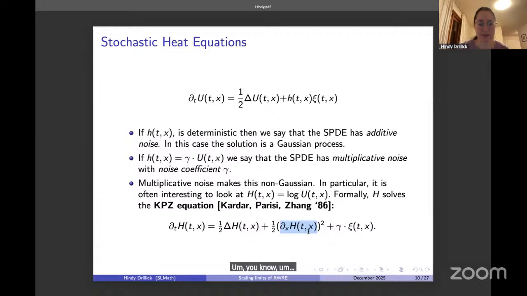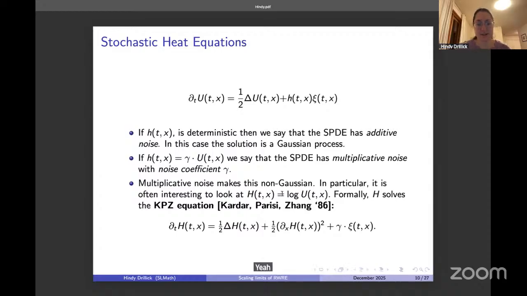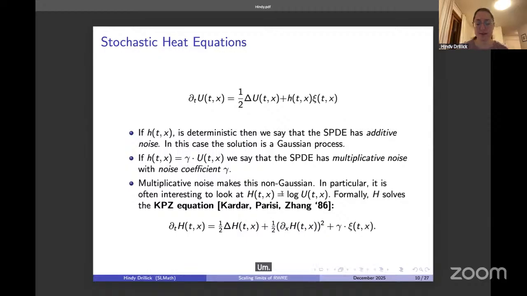Martin Hairer was able to use regularity structures to show that there is a solution theory for the KPZ equation, and the solution is actually the logarithm of U. Okay, so this is one interesting connection, and the KPZ equation often arises to model random surface growth. So it also has a very rich behavior and is connected to many interesting physical systems.